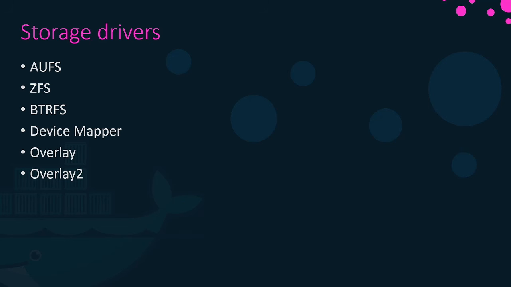In that case, device mapper may be a better option. Docker will choose the best storage driver available automatically based on the operating system. The different storage drivers also provide different performance and stability characteristics. So you may want to choose one that fits the needs of your application and your organization.